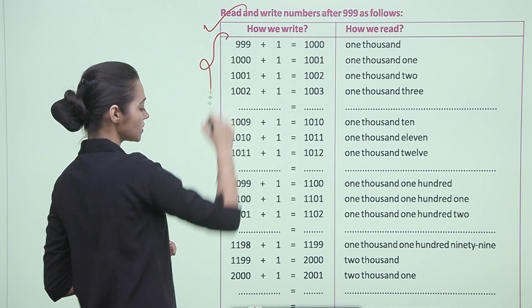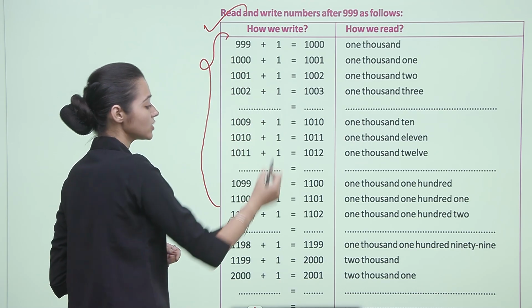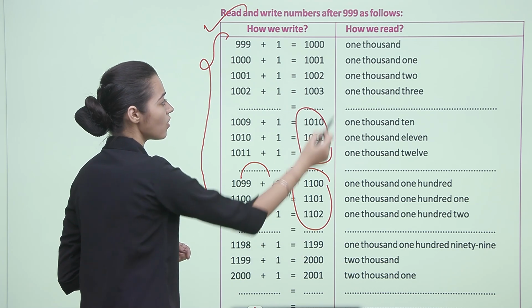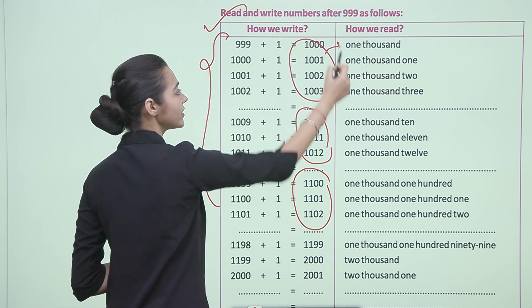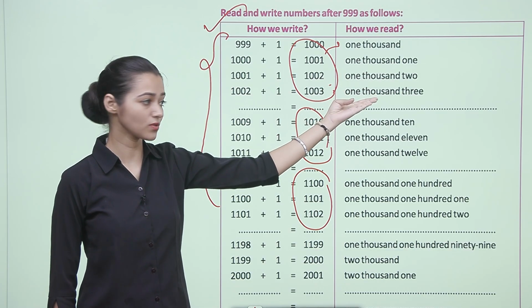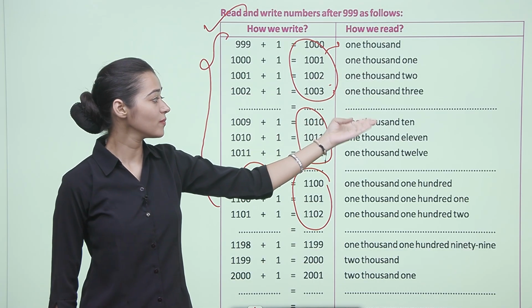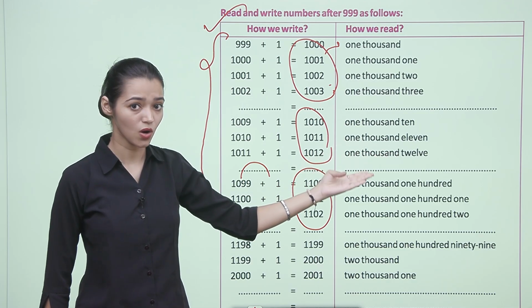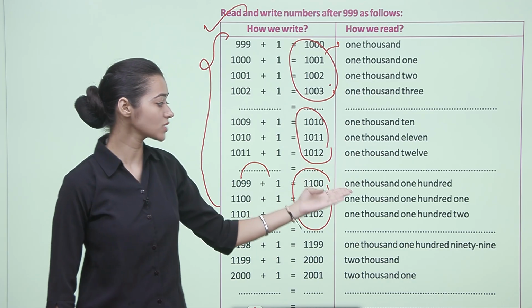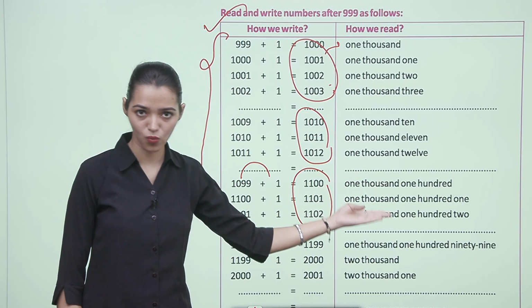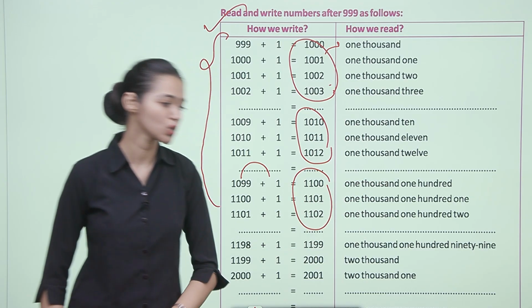In all these, we are just adding 1 to the previous number and we get the successor of all these numbers, and we will read it as 1000, 1001, 1002, 1003. In the next one we will read it as 1010, 1011, 1012. In the next one we will read it as 1100, 1101, 1102.